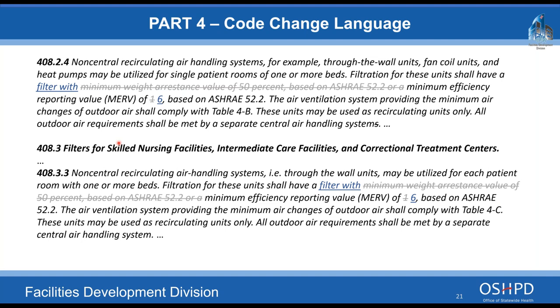408.2.4, we're just once again adding clarification. Filtration for these units shall have a filter with minimum efficiency of MERV 6. We had MERV 1 in there for non-central recirculating air handling systems, and once again, we're just getting in alignment with ASHRAE 170. The MERV 1 was always kind of funny to me. We just call that a rock catcher. It really doesn't accomplish much. So we refined that a little bit.